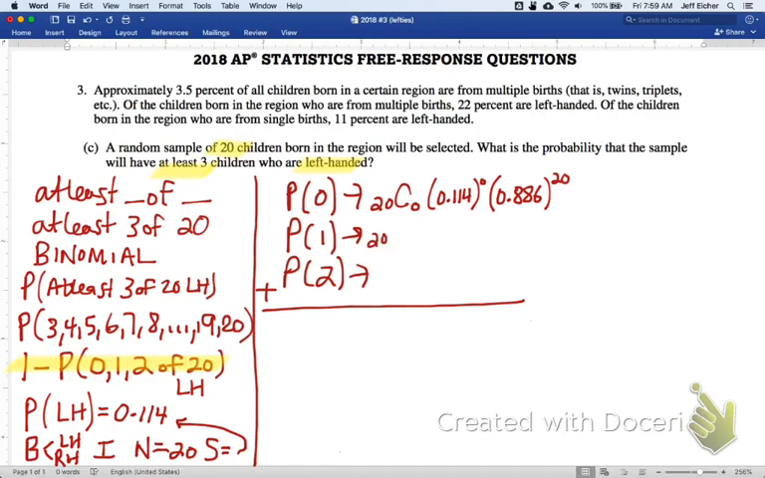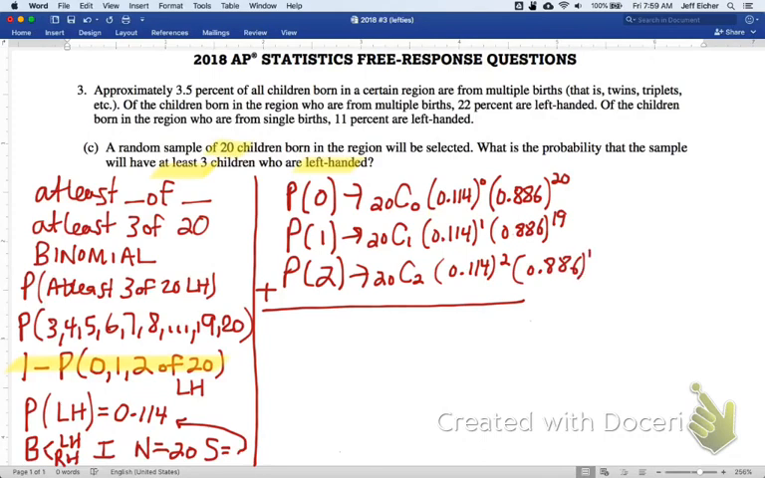We'd have probability of 1 is 20 choose 1, 0.114 to the 1, 0.886 to the 19. And then 20 choose 2, 0.114 to the 2, 0.886 to the 18. And then we find each of those probabilities and calculate, so let's do that.